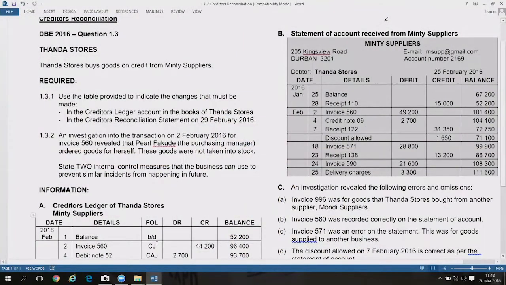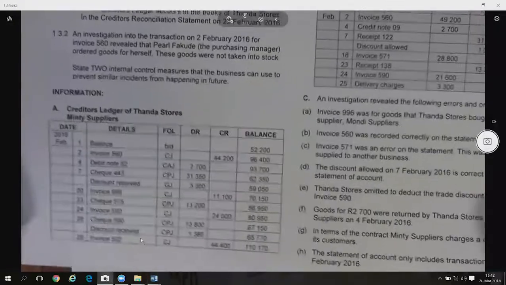Okay, there we've got the question. That one comes from a 2016 question paper. It was question 1.3. Tanda Stores buys goods on credit from Minty Suppliers. And I always say to the learners, make sure that you know who are you and who are the creditors. So I've got the question paper here, and then you write it there.